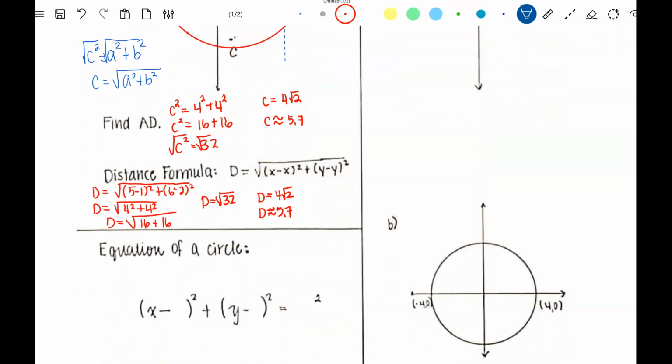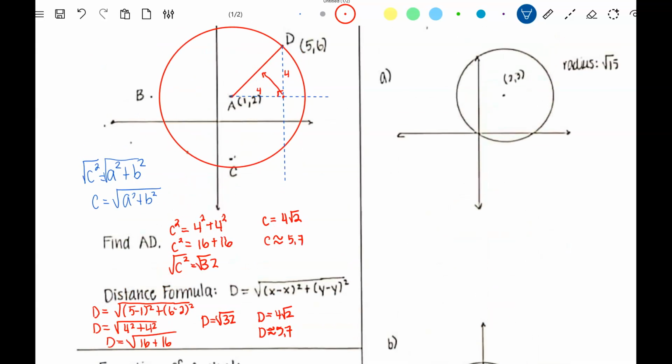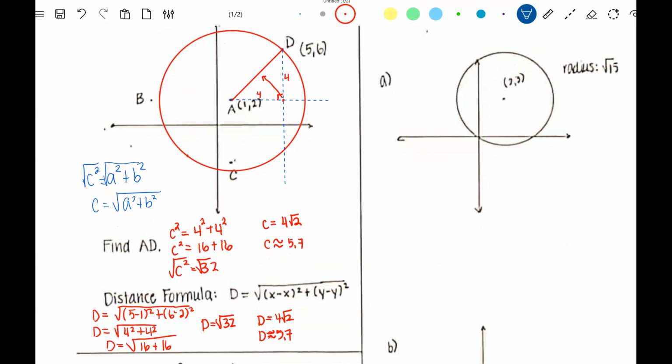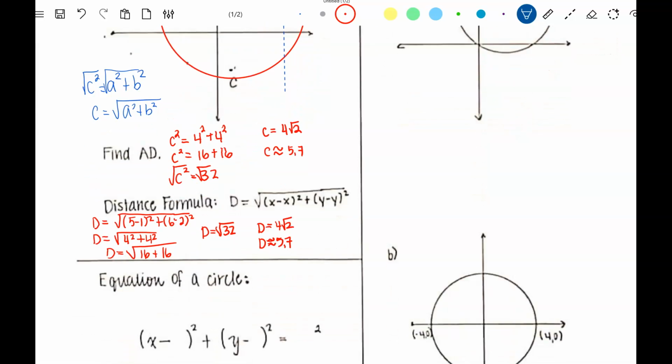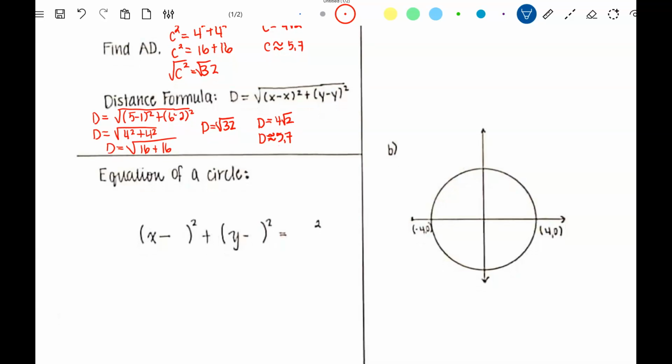The equation of a circle is also based on the Pythagorean formula because all of the radii in this circle could be the hypotenuse of a right triangle on the coordinate plane. It's also related to the distance formula here, x minus x, y minus y. In order to write the equation of a circle, you need the center, and we'll call those two coordinates h and k, and you need the radius. So the formula is x minus h squared plus y minus k squared equals r squared.